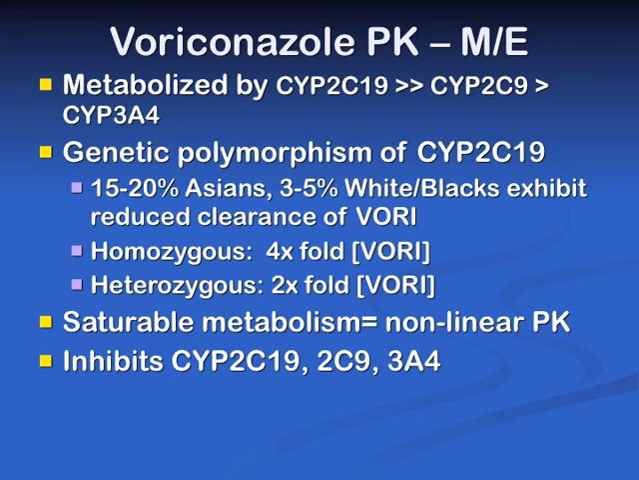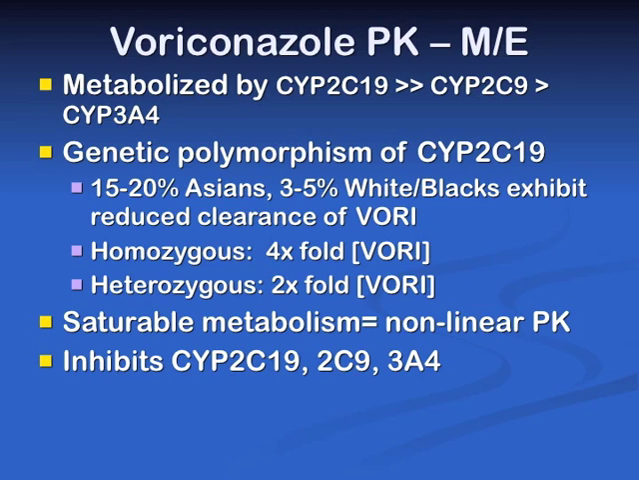Voriconazole is metabolized by cytochrome P450 2C19 for the most part, more so than 2C9 and 3A4. It's important to note there's a genetic polymorphism of 2C19, so people with Asian ancestry have a higher risk for reduced clearance of Voriconazole than Caucasians or African Americans. A patient who's homozygous for reduced 2C19 activity would have a 4-fold higher Voriconazole level than your average patient. If they're heterozygous, they would have roughly double. And that becomes problematic because it doesn't have a wide therapeutic margin.